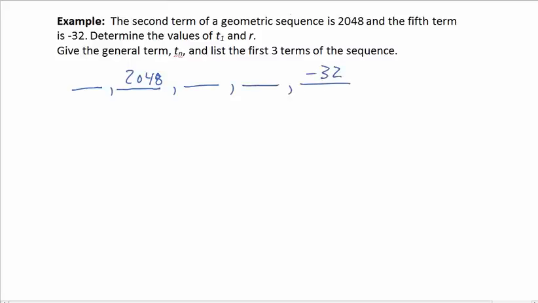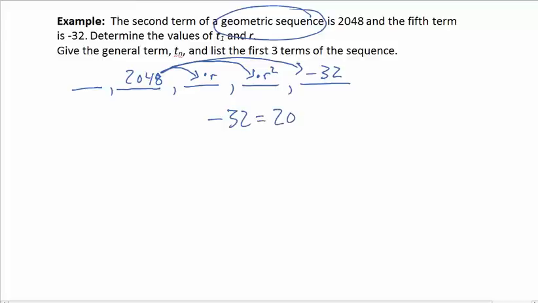Now, since I know that this is a geometric sequence, I know that to get from one term to the next, I'm always multiplying by r. So to get from 2048 to the third term, I'd be multiplying by r. To get from 2048 to the fourth term, I'd be multiplying by another r, so in other words by r squared. And therefore to get from 2048 to negative 32, I must be multiplying by r cubed. This means that negative 32 is equal to 2048 r cubed.